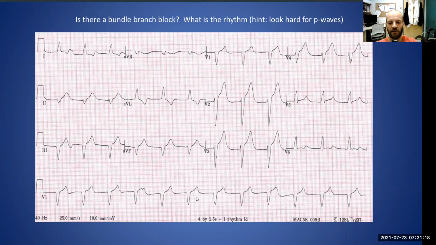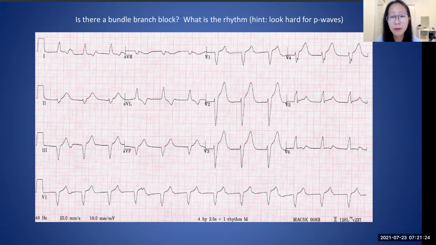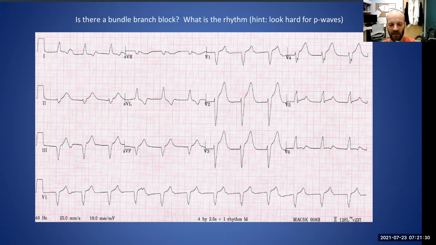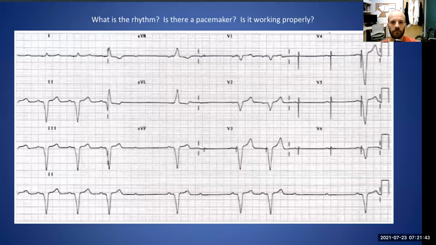Okay, what's the relationship between the P waves and the QRS complexes? It was 1-to-1, but there was a really long PR interval, so I thought it was first degree AV block. 100%. Very good. Sinus rhythm, first degree AV block, left bundle branch block. Absolutely perfect. Well done. Does that make sense to everyone? Yeah. Good. Very good. Next.